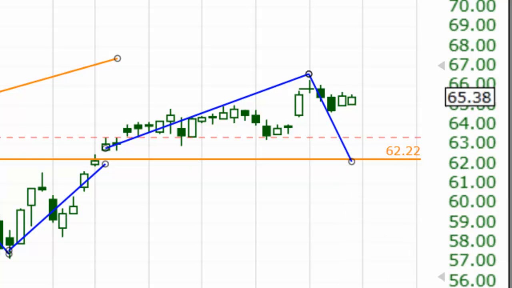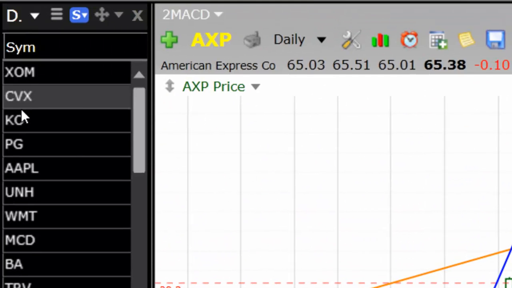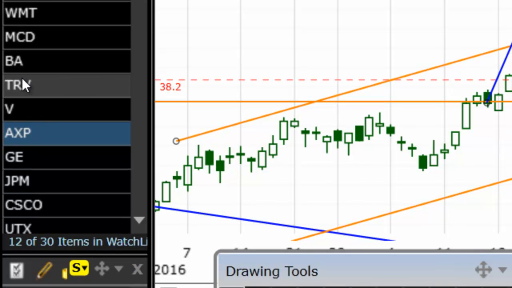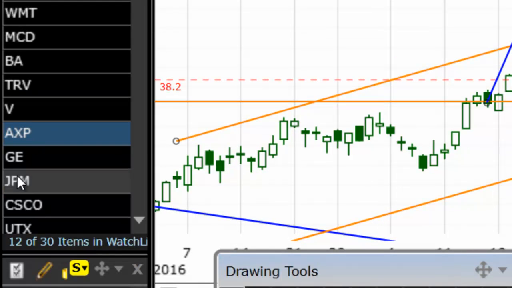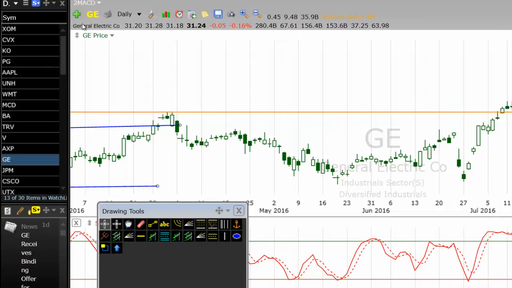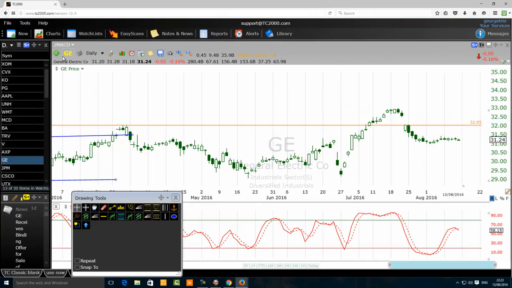Okay, so for American Express, the short-term equilibrium price level is $62.22. So how many components have I covered so far? 1, 2, 3, 4, 5, 6, 7, 8, 9, 10, 11, and 12. 3 more. So the next component that we want to talk about is General Electric Corporation. The EPIC is GE, Golf Echo.